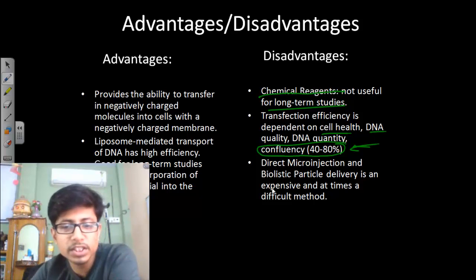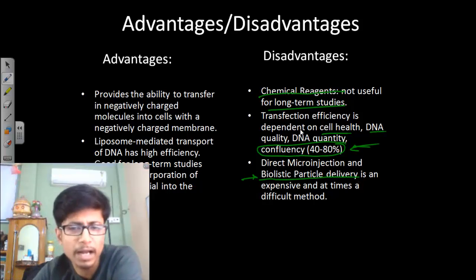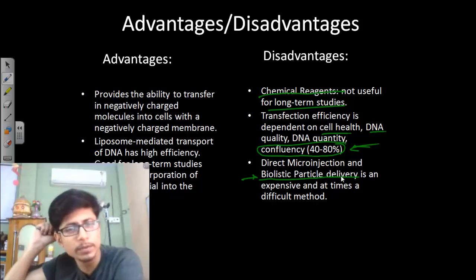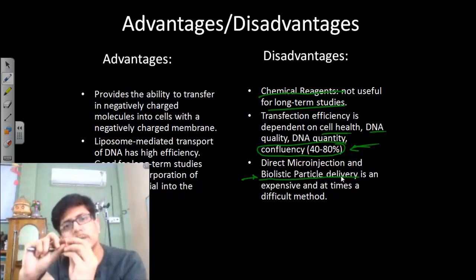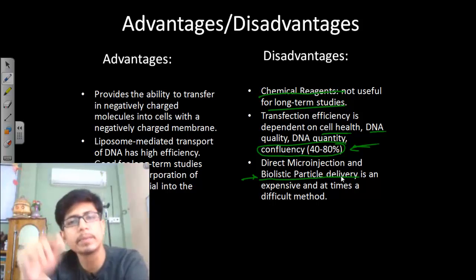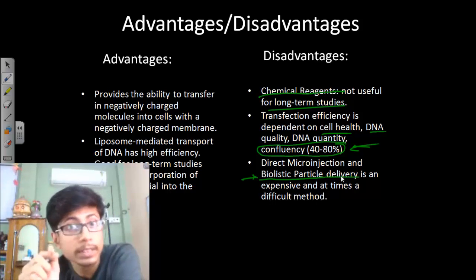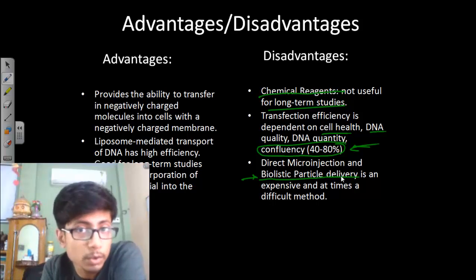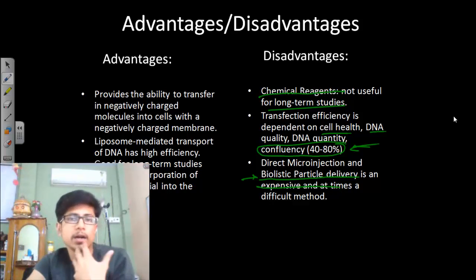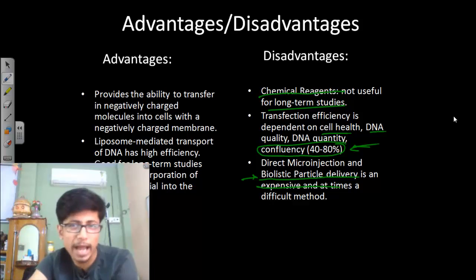And direct microinjection and biolistic particle delivery, I have not talked about this. Biolistic particle delivery is a delivery using a gene gun, where you have a gun-like structure with gold particles in it, and the gold particles will be wrapped by the DNA, and then we fire those particles, which go inside, penetrating the cell membrane, along with the particle. As it uses gold particles, this becomes expensive, right? And it's also a difficult method, requiring trained personnel to handle all this.